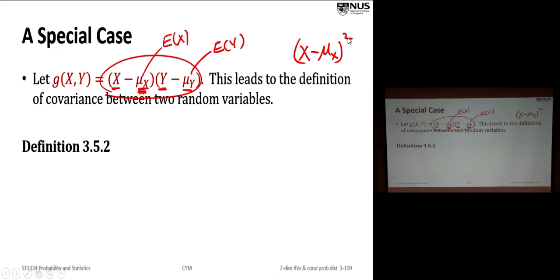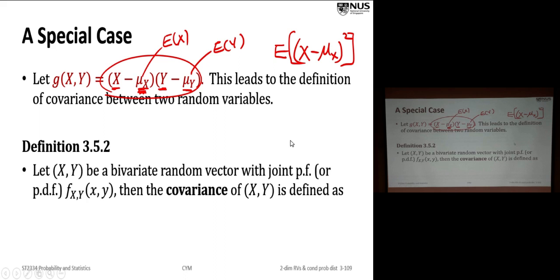What is the expectation of this quantity called? That is the variance. That is to measure the difference between x and the center, mu x, then square the difference and look at how we expect this value. That means this quantity is weighted by the probability density or probability function. So this is called covariance. It's the expectation of (x minus mu x) times (y minus mu y).